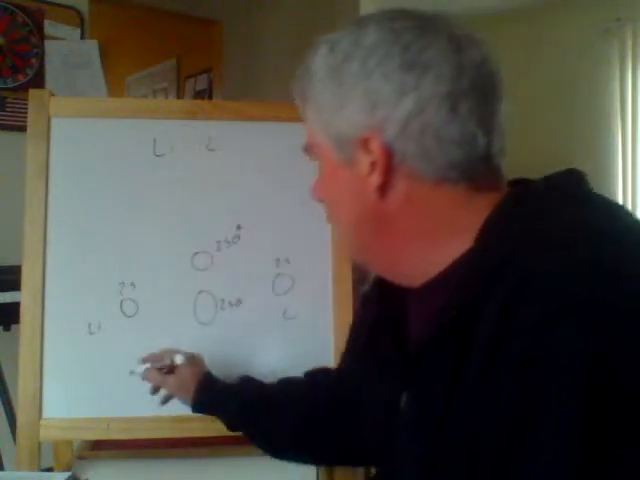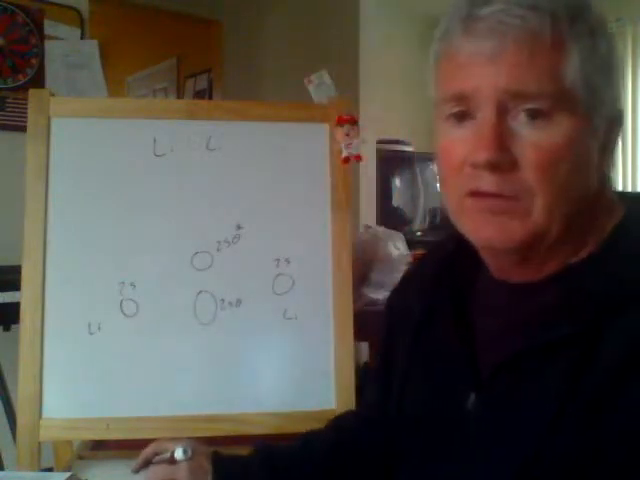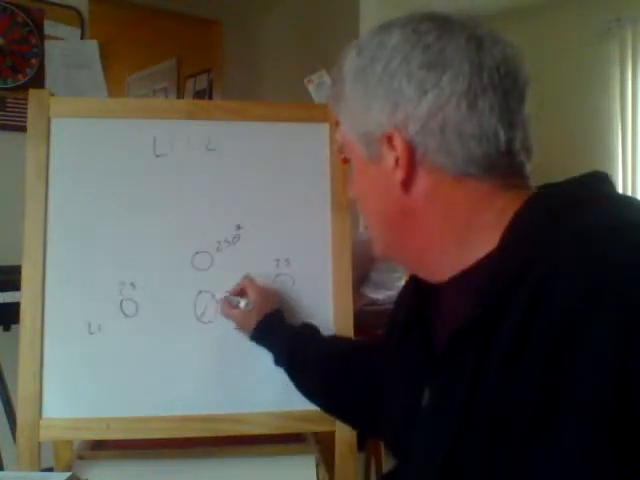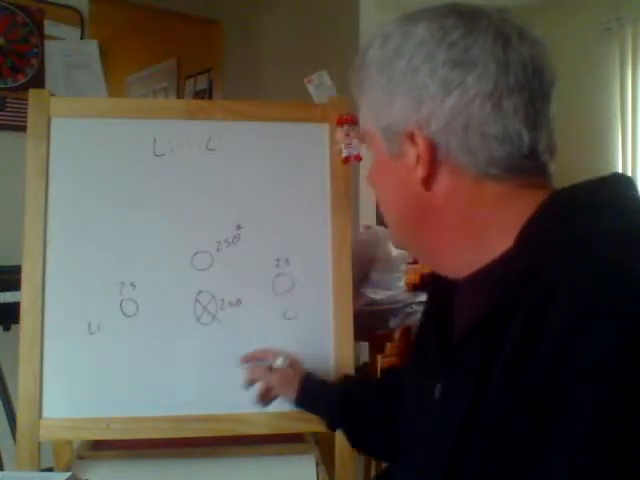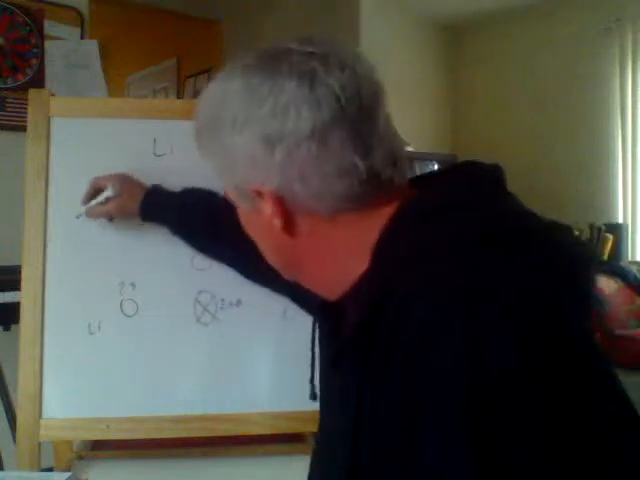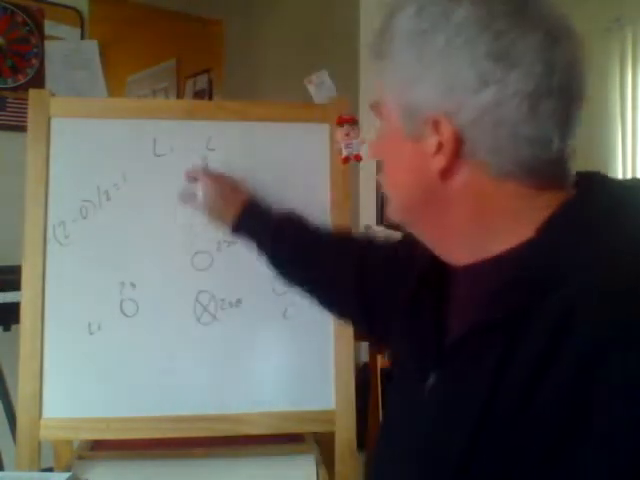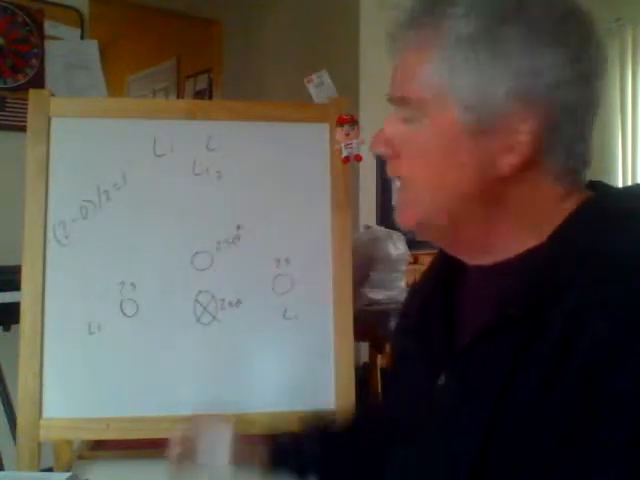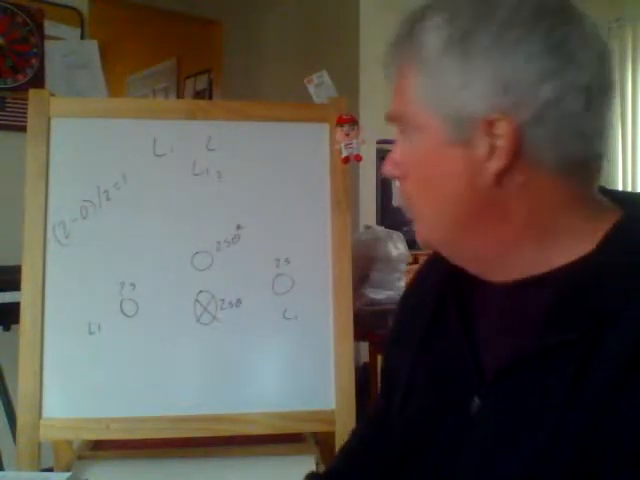So let's take a look at lithium. Each lithium brings one valence electron to the party, so we have one from this lithium and two from the other. That's it. Looking at the bond order, we've got 2 minus 0 divided by 2 equals 1. Sure enough, we would expect that diatomic lithium would form with a bond order of 1.